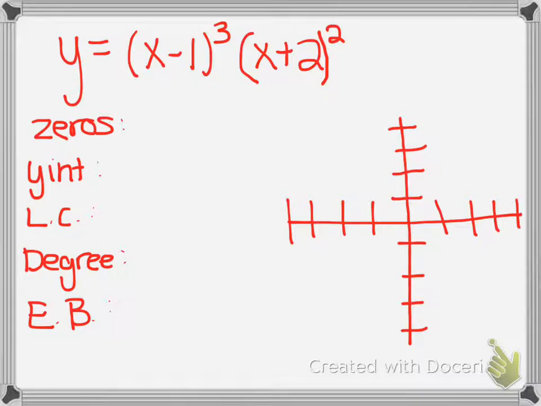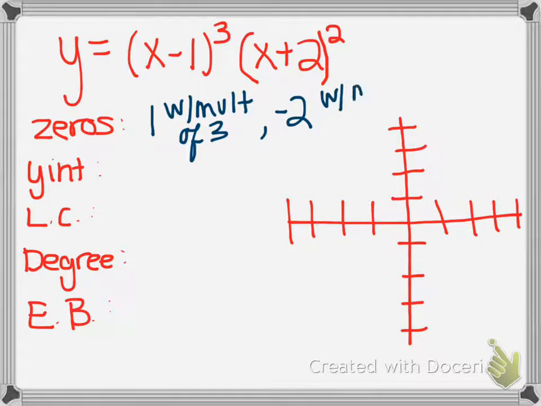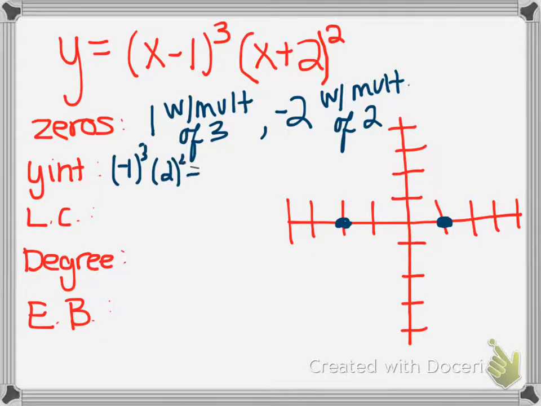Okay, so we have two zeros at 1, but 1 has a multiplicity of 3, and negative 2 has a multiplicity of 2. So I'm going to graph it. I'm going to graph those two values at 1 and negative 2. I'm going to figure out my y-intercept. So I'm going to have negative 1 cubed and 2 squared, which is negative 1 times 4. So my y-intercept is negative 4.